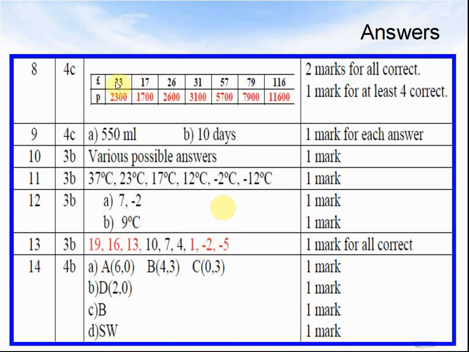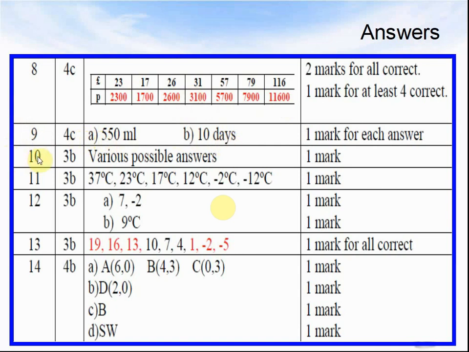8. 23 times 100 is 2,300. 17 times 100 is 1,700. 26 times 100 is 2,600. 31 times 100 is 3,100. 57 times 100 is 5,700. 79 times 100 is 7,900. 116 times 100 is 11,600. 9. A. 550 milliliters and B is 10 days.